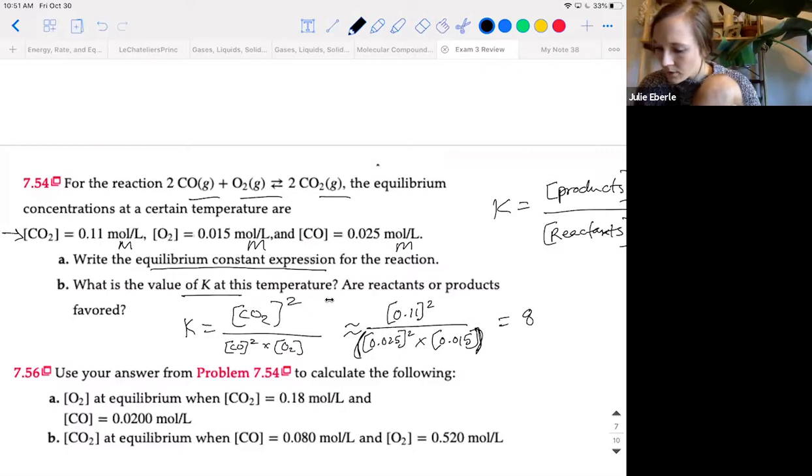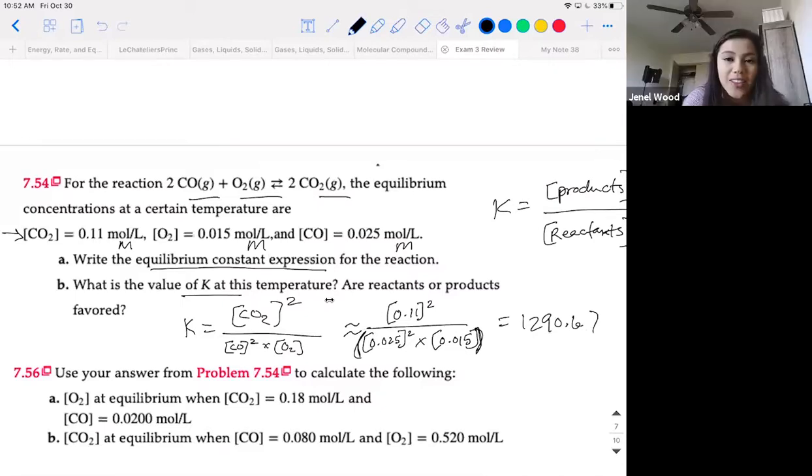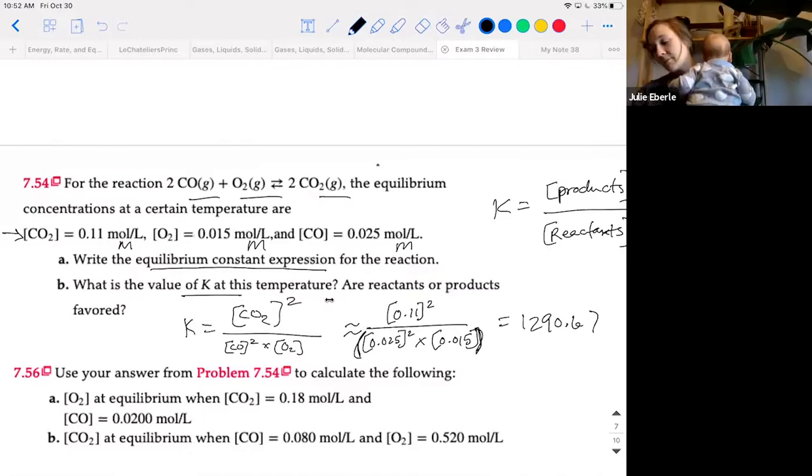0.11, we're going to square that, divide it by 0.025 squared times 0.015. Yeah, I got 1,290.67. Okay. So I got that the first time, but I thought I did it wrong because you said it was going to be a small number. So then I redid it.